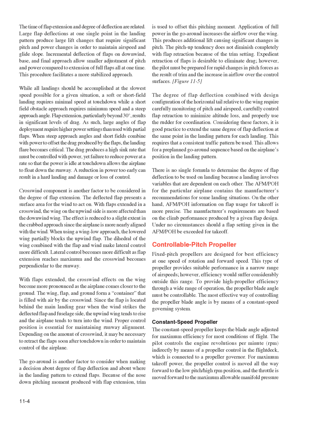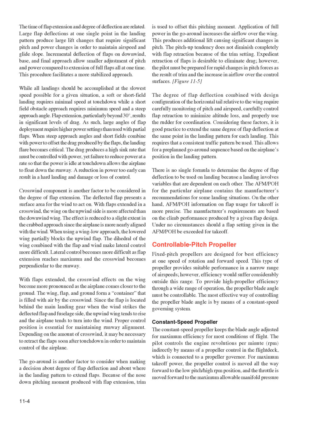Proper control position is essential for maintaining runway alignment. Depending on the amount of crosswind, it may be necessary to retract the flaps soon after touchdown in order to maintain control of the airplane. The go-around is another factor to consider when making a decision about degree of flap deflection and about where in the landing pattern to extend flaps.